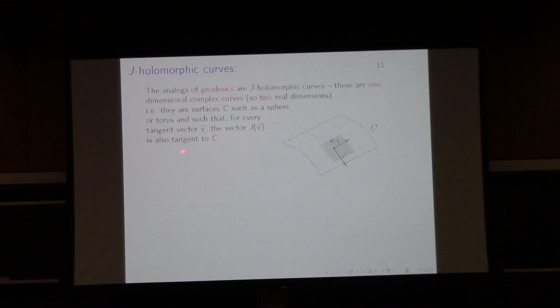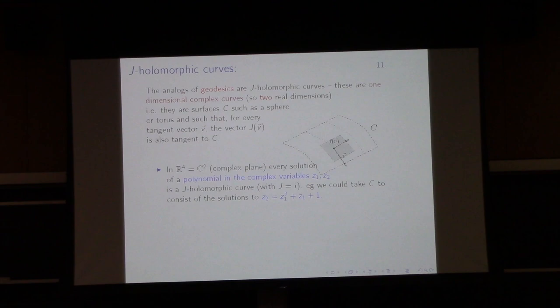And to say that they're J-holomorphic means that if v is tangent to it, so is Jv. If it's an immersed surface, it's got a tangent space, and that tangent space has to be invariant under J. That's what you mean by a J-holomorphic surface. You know, there are lots and lots of them. If you're in the complex plane, for example, and you have a polynomial equation in two variables, then its solution set is holomorphic, wherever it's immersed.